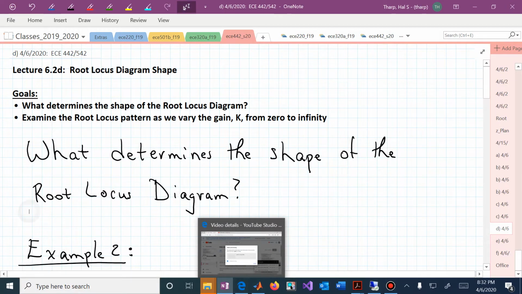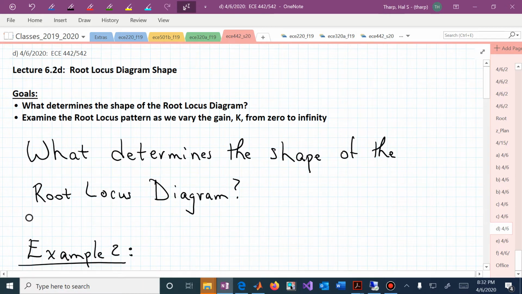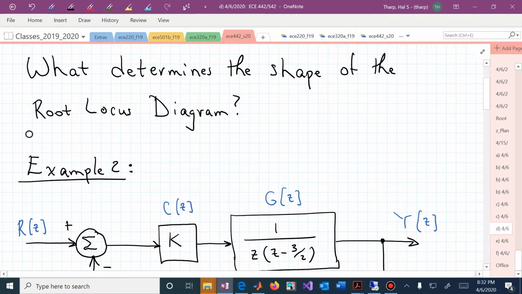This is part D of lecture 6.2. This is now concerned with root locus diagram shape. Why or what determines the shape of the root locus diagram? And we'll basically see this shape by simply varying the gain k from 0 to infinity.